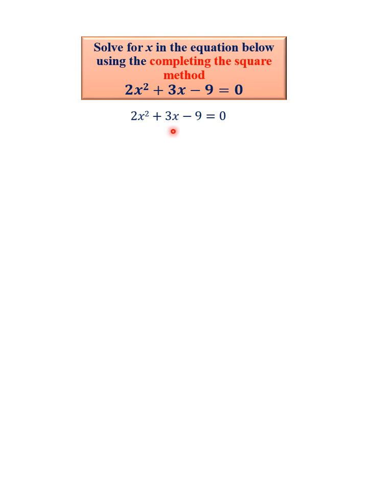So when you have a problem like this, the first thing you want to do is to identify the coefficient of x squared, which is the leading coefficient. In this case, it is 2. Now, you will need to remove this 2 by dividing through this equation by 2. So if you divide through by 2, this is what you get. 2 divided by 2 will give you 1, and you'll be left with x squared plus 3 over 2x minus 9 over 2 equal to 0, because 0 divided by 2 will give you 0.